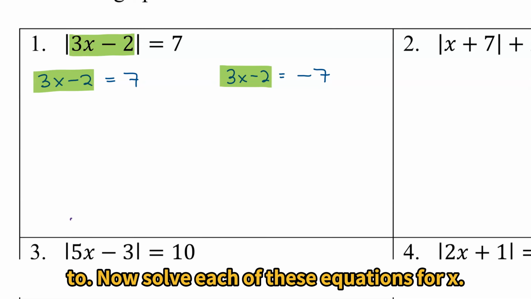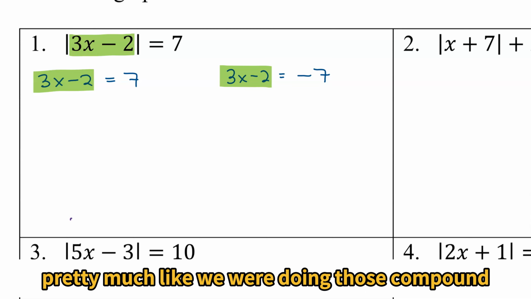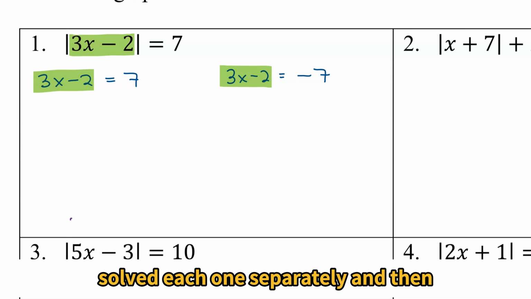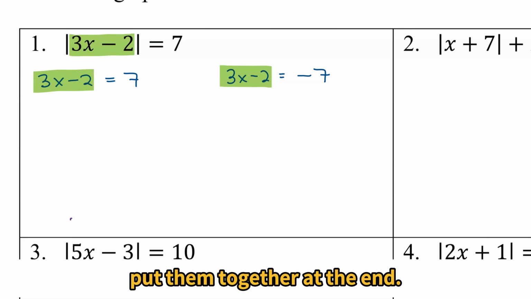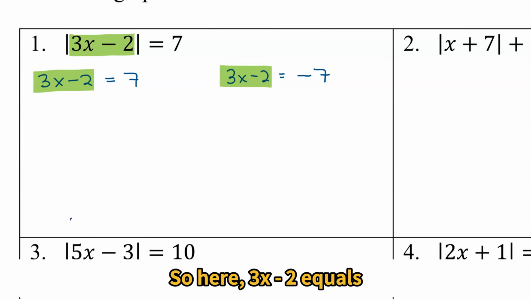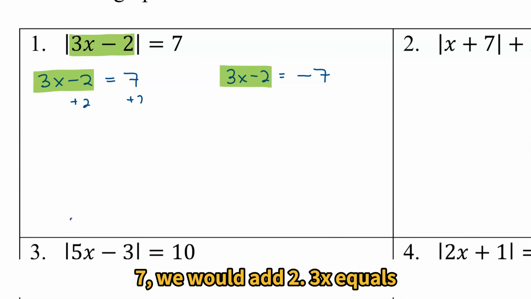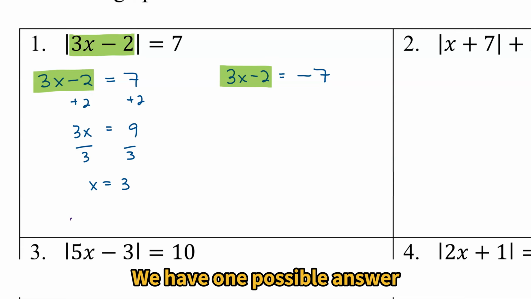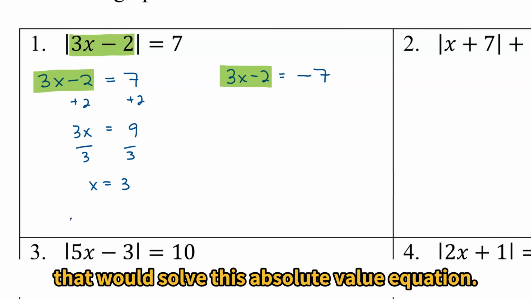Now, solve each of these equations for x. We would do them separately, pretty much like we were doing those compound inequalities with or. We solved each one separately and then put them together at the end. So here, 3x minus 2 equals 7. We would add 2. 3x equals 9. So divide by 3, and x equals 3.